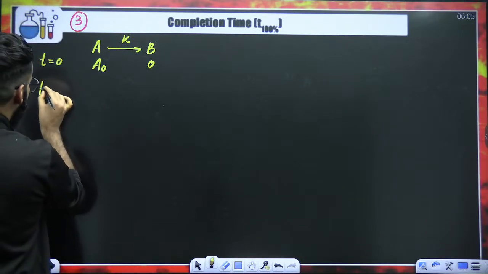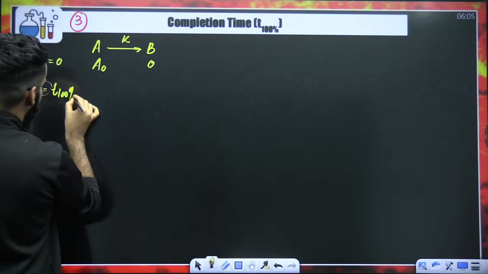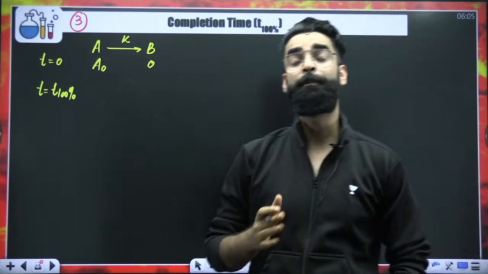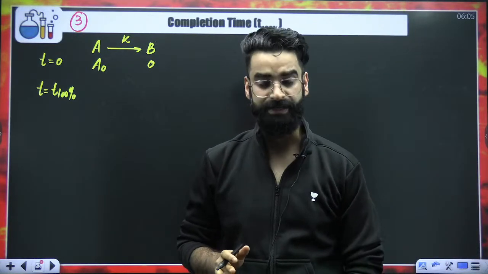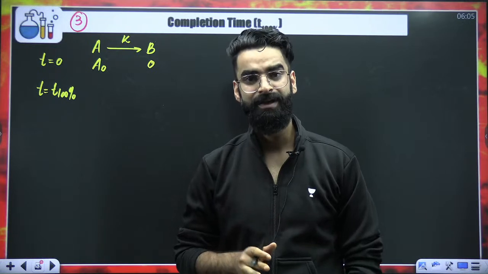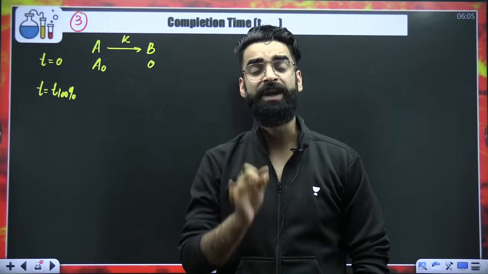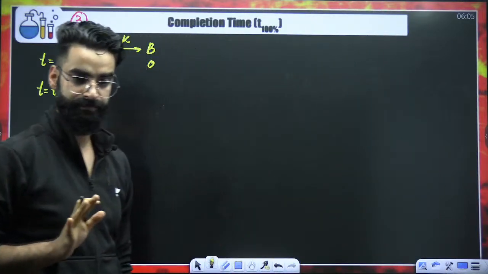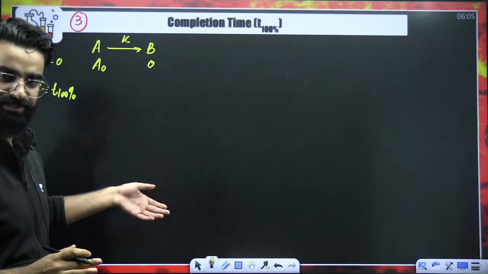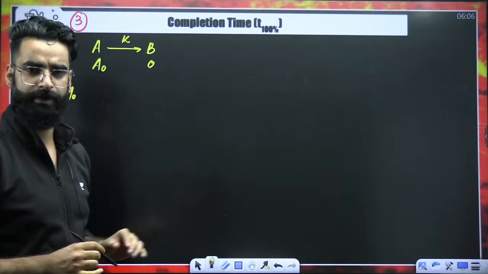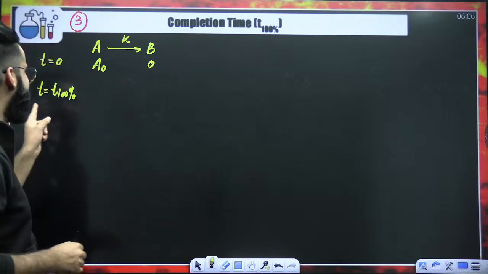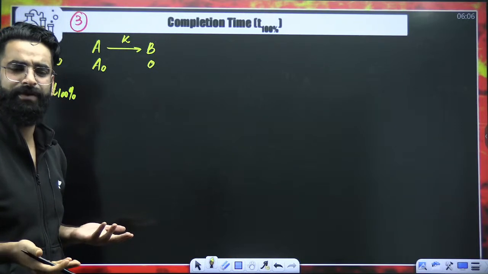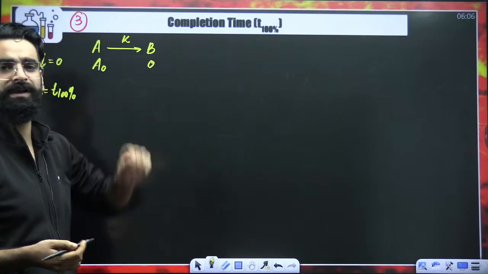If I say at time t is equal to t 100%, what is t 100%? The time taken to complete 100% of the reaction. The time duration in which 100% of the reactant would have got converted into product, right? So at t is equal to t 100%, if 100% of reaction gets completed, that means 100% of reactant would have got converted into product.